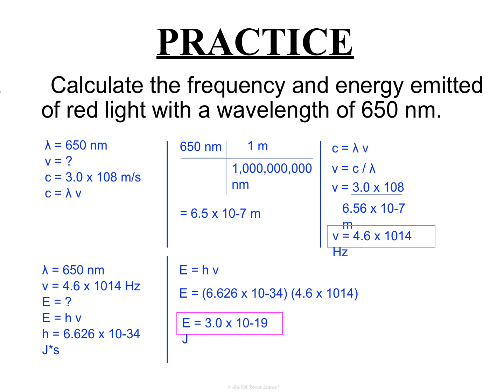Okay, so for the practice questions, to find the frequency and energy of red light with a wavelength of 650 nanometers, you need to go from nanometers to meters. So you divide there, so it would be 6.5 times 10 to the negative 7th meters. And then to find the frequency, you do the speed of light divided by the wavelength. Speed of light is 3.0 times 10 to the 8th.